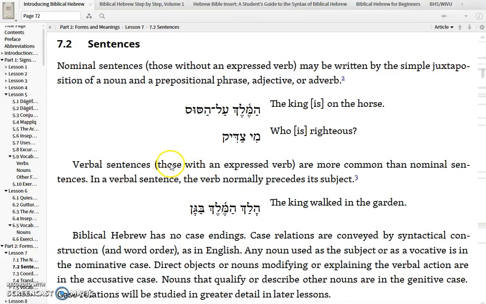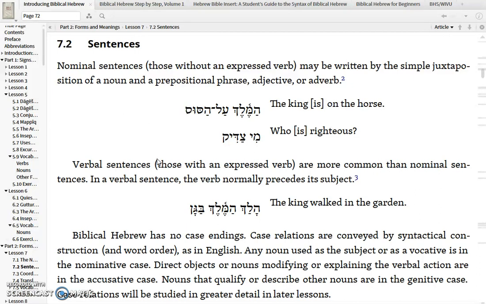Now, nominal sentences are sentences expressed without an actual verb. And it can be done by juxtaposition of words. So if you want to say the king is on the horse, you would say the king, Hamelech. And then you don't need the word is. You can just say al-hasus, the king on the horse. And the word is implied. You don't have to actually write it.